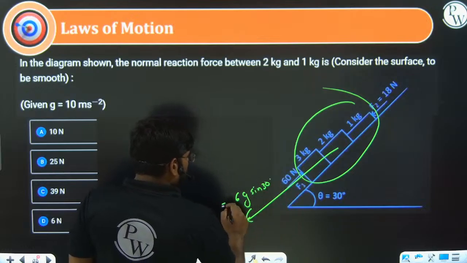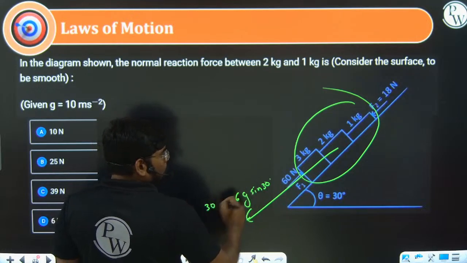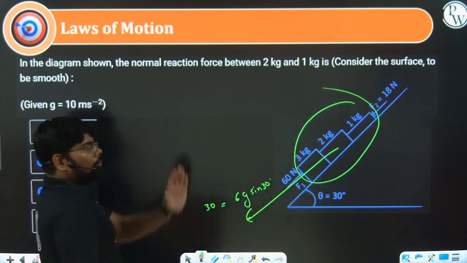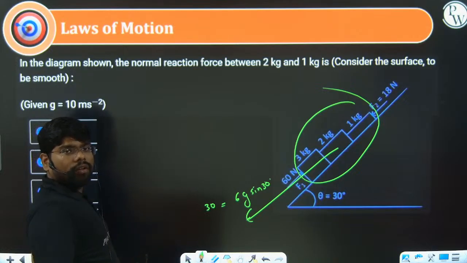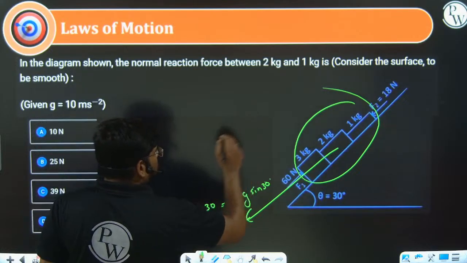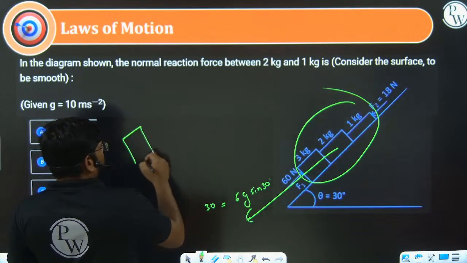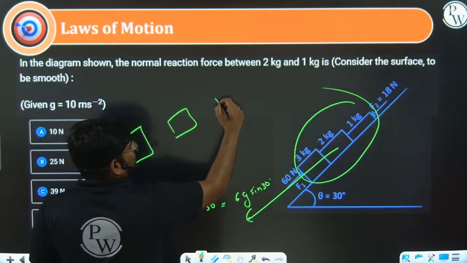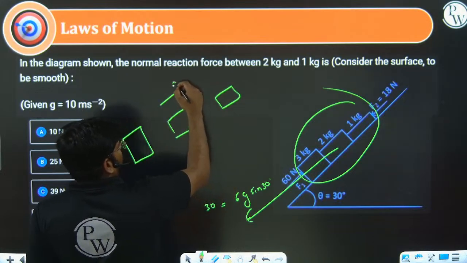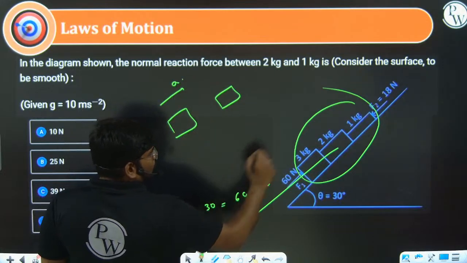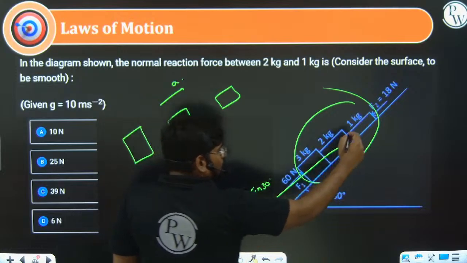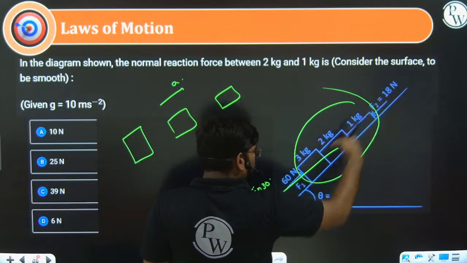That is equal to what? The 60, 30. So who will win? 60 upwards, 48 downwards. Who will win? Upwards. So the net force is upwards. They're accelerating upwards. So now we can draw the individual free body diagram. They are accelerating, and how to find the net? The net upward force is 60. The net downward force is 48.